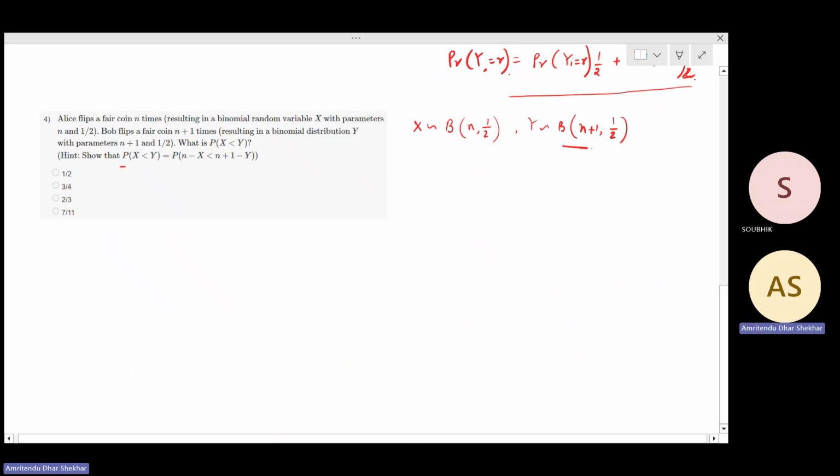So we are required to compute the probability that x is less than y. In other words, what is the probability that Alice sees fewer heads than Bob sees when he's tossing the coin?